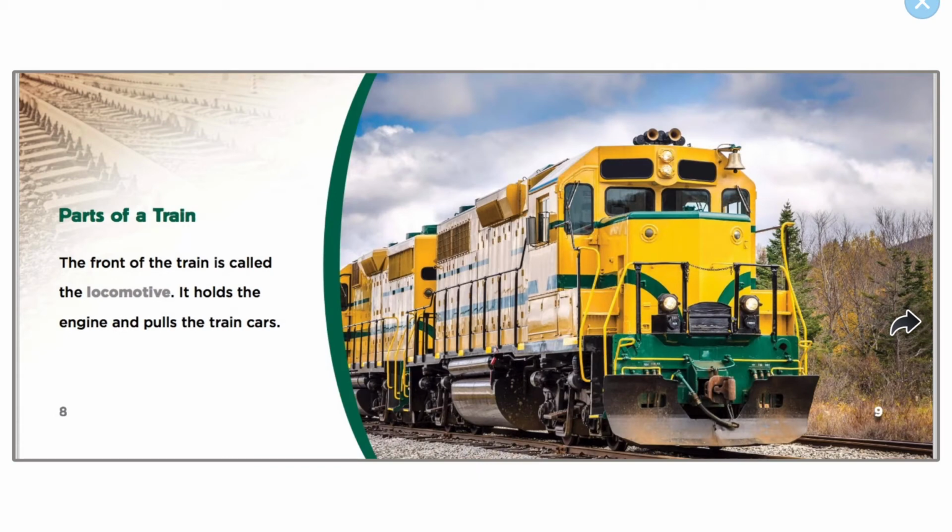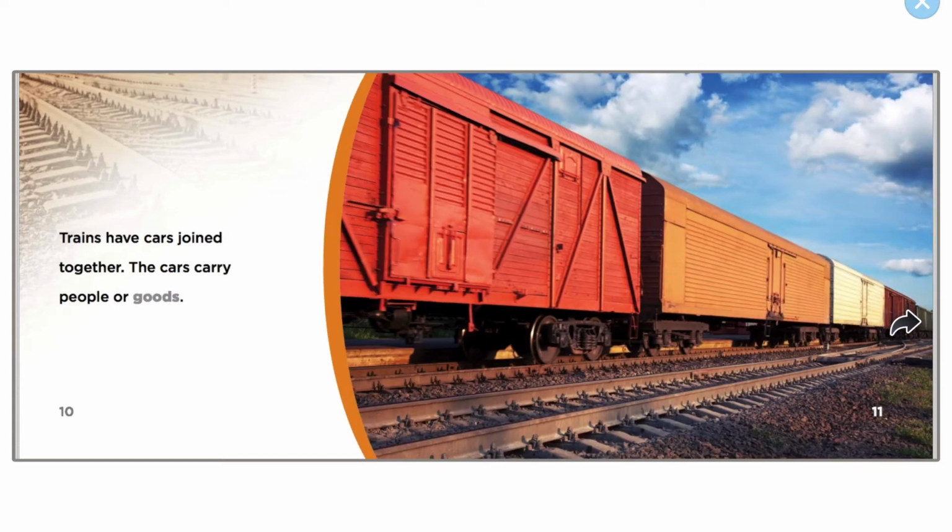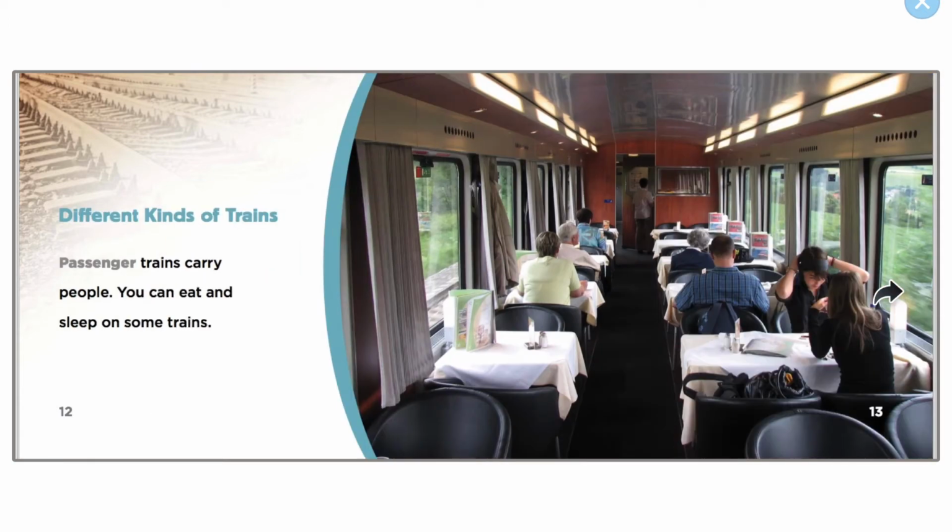Parts of a train. The front of the train is called the locomotive. It holds the engine and pulls the train cars. So remember, we learned that there were different parts of the train, and the last car is called the caboose. Trains have cars joined together. The cars can carry people or goods. So there's the locomotive, and then there's the individual train cars, and we just heard that they can carry people or items called goods that are either used to make other things or they're things being sold.